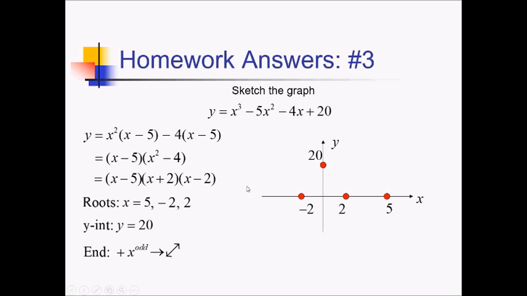For the root behavior, all of my roots are coming from single power factors, so I'm going to cross through all of those. So starting below the x-axis then, we're just going to cross through -2, go through that y-intercept of 20, cross through +2, come down, go back up, and cross through 5, and we end up above the x-axis, which is where our end behavior said we would end up.